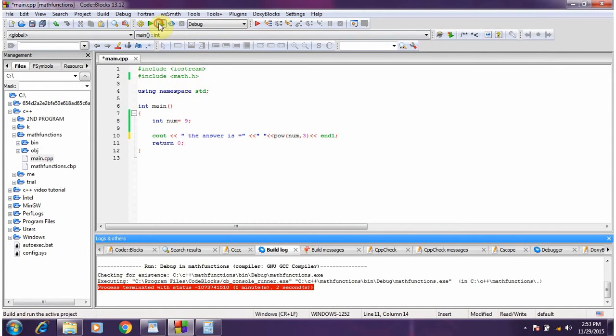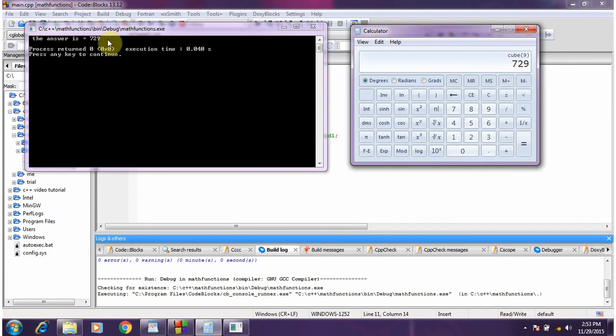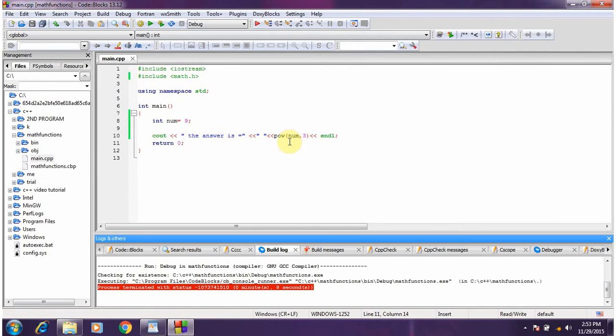Let's see if it is not the correct answer. Okay, there, it's the same. So which basically means our function is correct. Okay, let's go to another one. So this is how we find a square root or cube root or whatever, if you want to raise a number to a power, right?